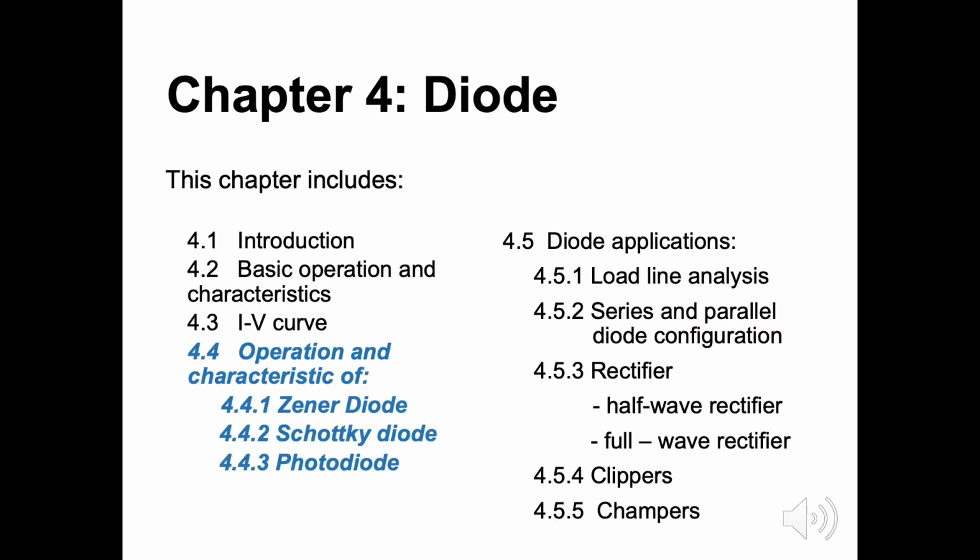In this part 2 of Chapter 4, we will discuss the operation and characteristics of these three types of diodes, from 4.4.1 till 4.4.3. From introducing each diode type, we will discuss and solve some examples based on the related subtopic.